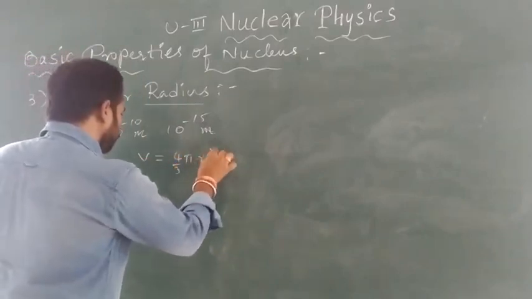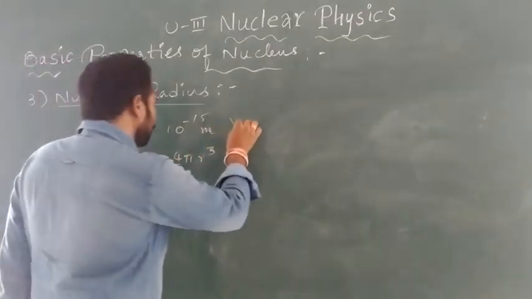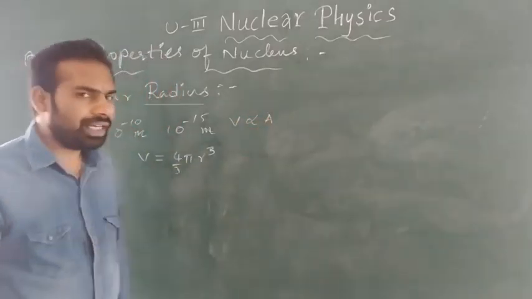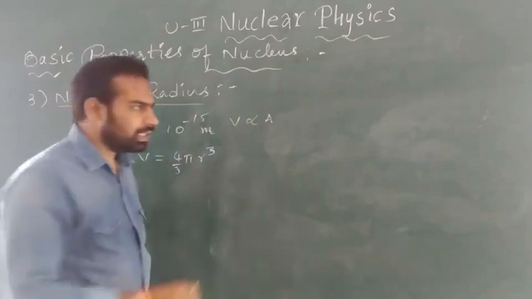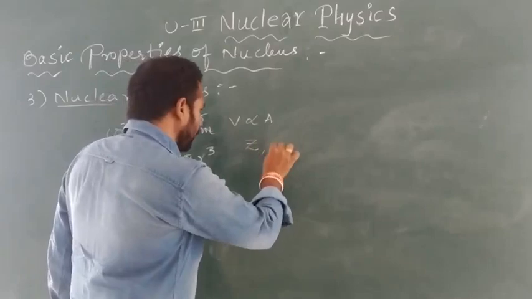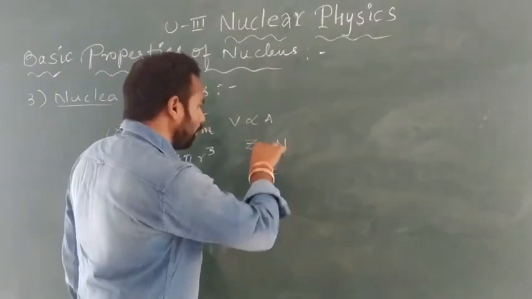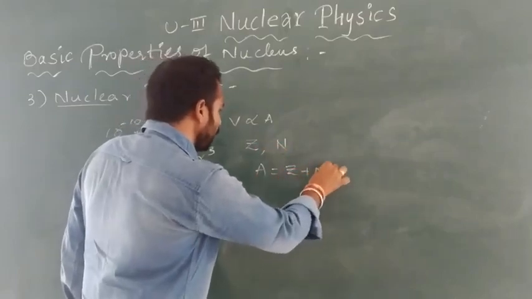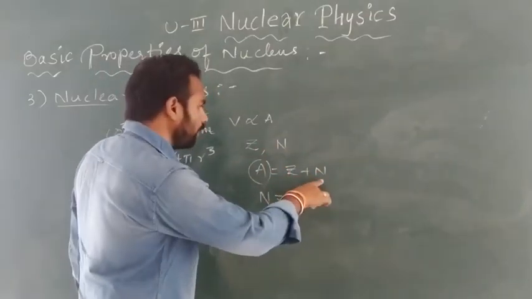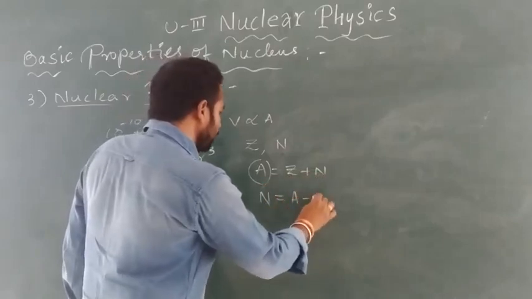Now here in general we know that the volume of the nucleus is 4 by 3 pi r cube, and the volume is directly proportional to the atomic mass number. Already in the last class we discussed: Z is the number of protons or atomic number, N is the number of neutrons, and A is the total mass number. Number of protons plus neutrons gives mass number A. The number of neutrons, when we know the number of protons, is N equals A minus Z.